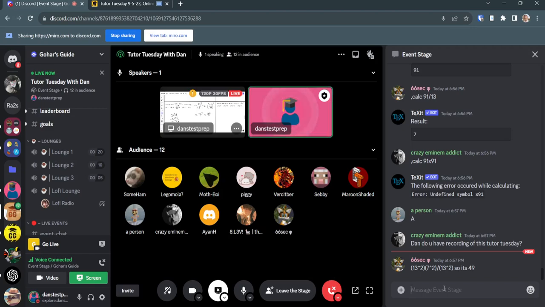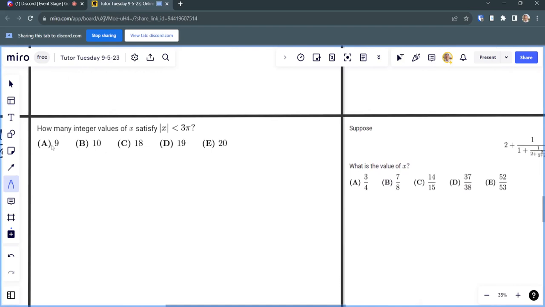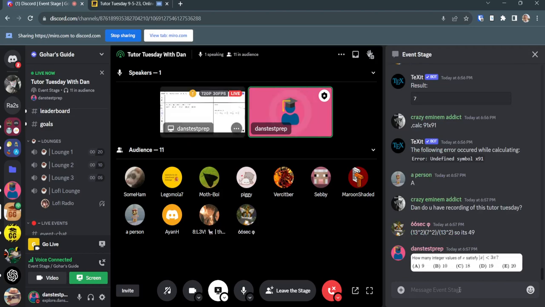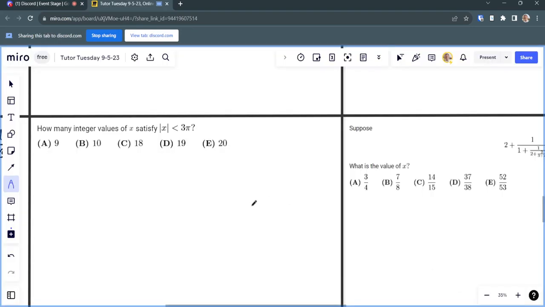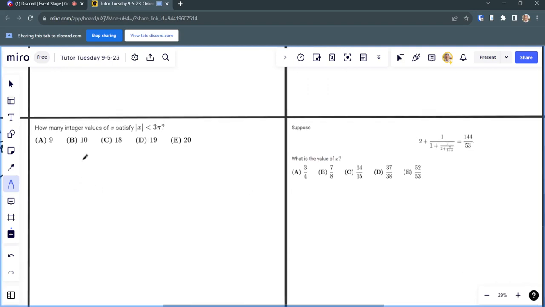Yeah, 66 got it. Let's move on to our next question. How many integer values of x satisfy absolute value of x is less than or equal to 3 pi? Interesting.